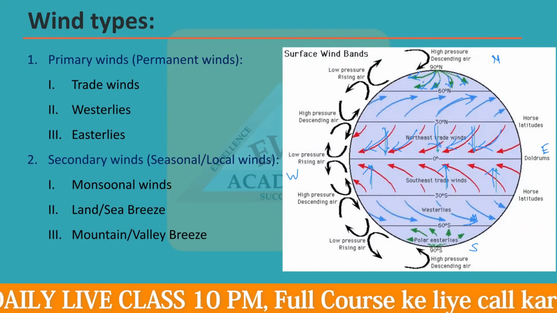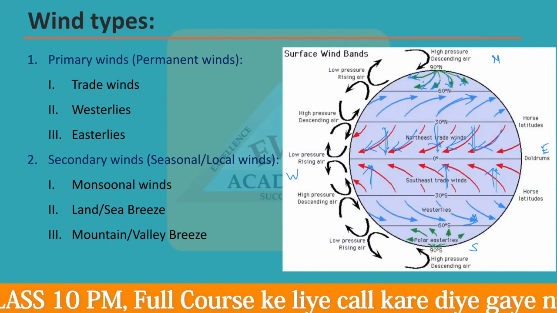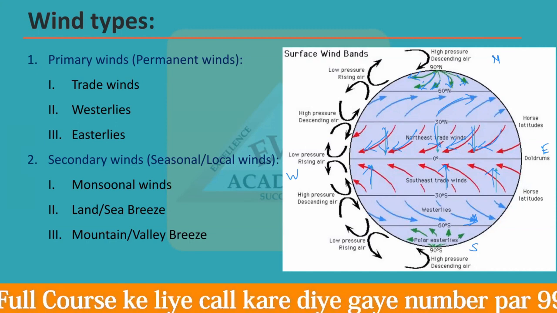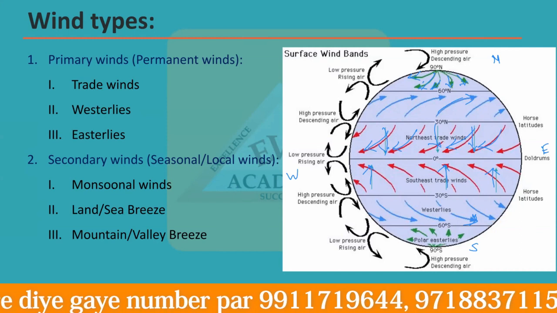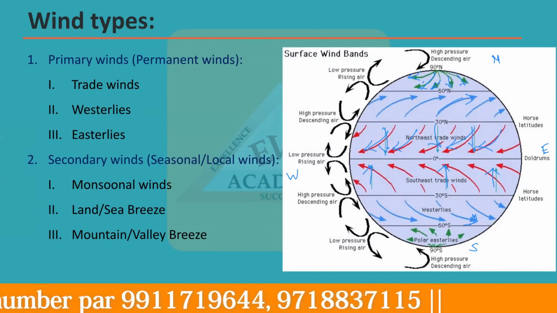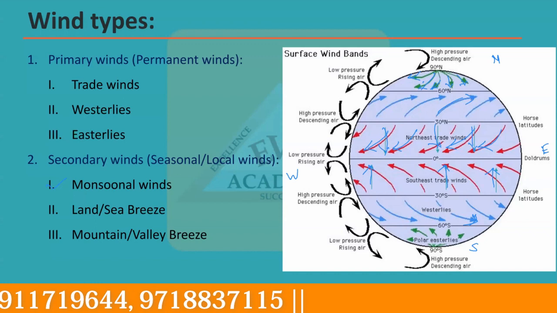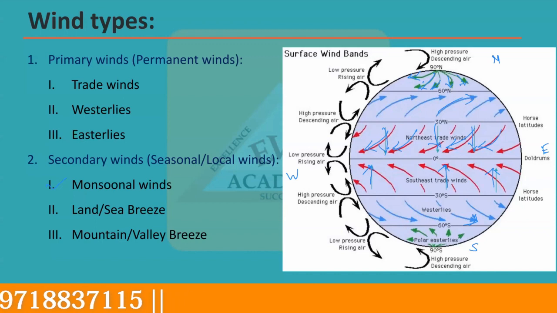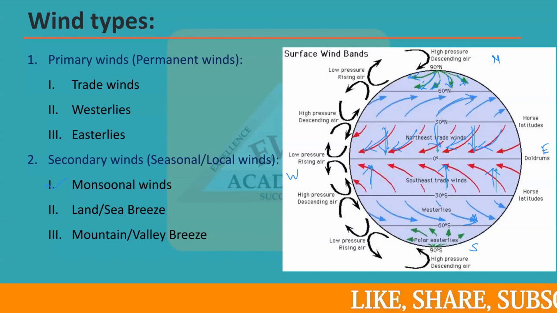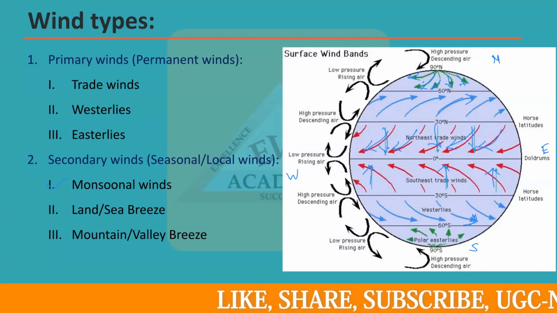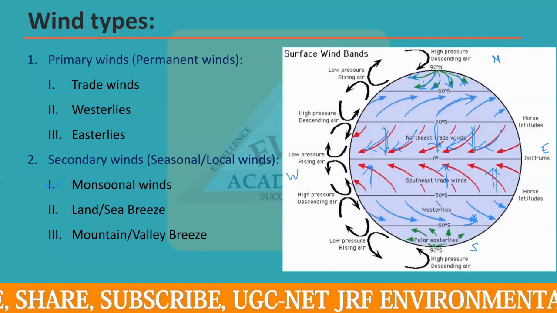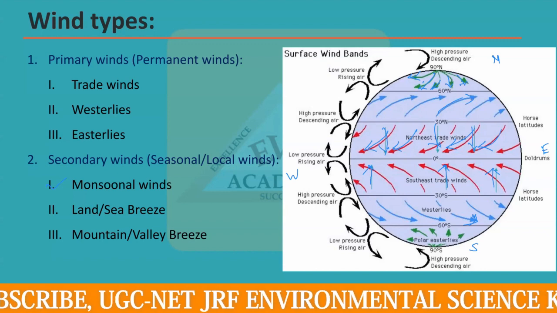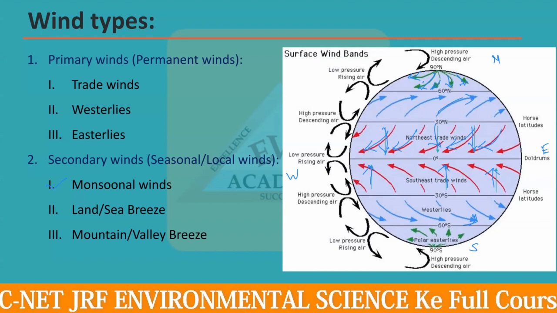Today we are starting the secondary winds, which are also called seasonal or local winds. Here you can see that there are three main types of seasonal or local winds. One is the monsoonal winds. The monsoon name comes from the type of wind that is seasonal in nature, or local in nature. Every year at a particular time period or season, you are going to face these monsoonal winds. That's why the name is monsoon.